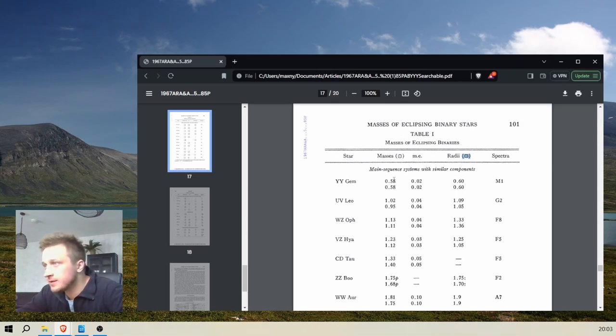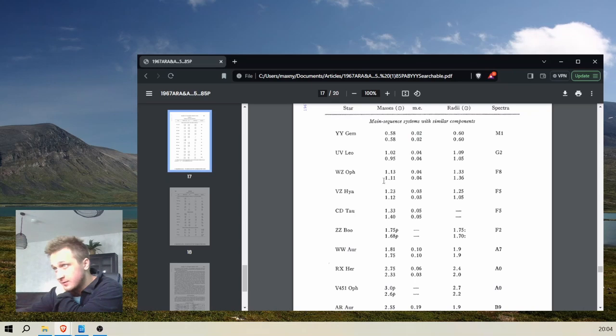YY Gem is a main sequence system with similar components. Okay, so there are two of these, and that's of course why we have two numbers. So these are very similar. 0.58, 0.58, 0.02 is the mean error. Radii 0.61, and the spectrum is M1. Unfortunately, that doesn't tell me anything regarding the spectra, but that's cool to see. I mean, the mean error is pretty small.